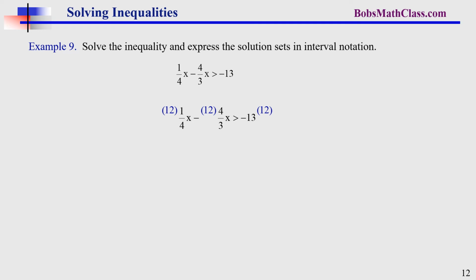Okay, now reduce. 4 goes into 12 3 times, or 3 goes into 12 4 times. So that gives us 3x minus 16x is greater than negative 156. Add the like terms on the left-hand side. That's negative 13x is greater than negative 156. Divide both sides by negative 13. We're dividing by a negative, so we have to flip it, right? So x is less than 12.